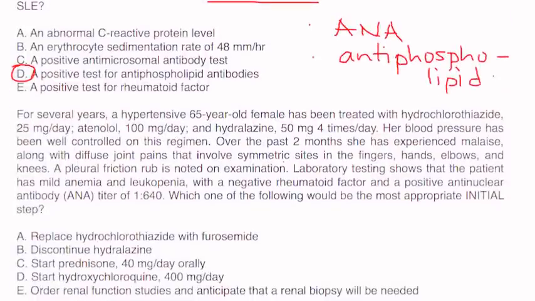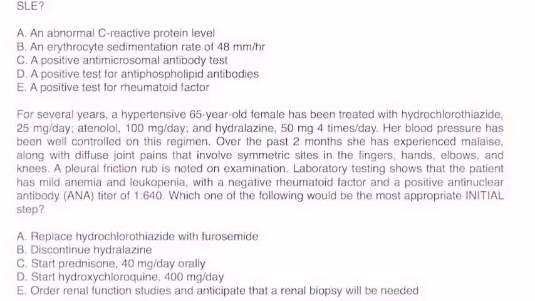And finally, for several years, a hypertensive 65-year-old female has been treated with hydrochlorothiazide, atenolol, and hydralazine. Her blood pressure has been well controlled. Over the past 2 months, she has experienced malaise along with diffuse joint pains that involve symmetric sites in the fingers, hands, elbows, and knees. A pleural friction rub is noted on the exam. Lab testing shows that the patient has mild anemia, leukopenia, negative rheumatoid factor, and a positive anti-nuclear antibody. Which of the following would be most appropriate initial step?